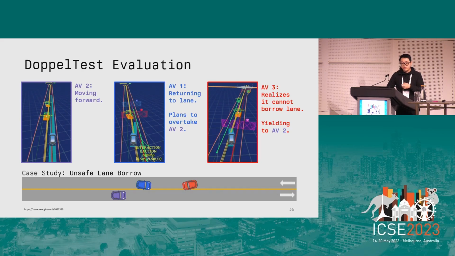So the red car realizes, my lane borrow decision cannot be executed. So I'm going to stop here. I'm going to yield to that purple car. The blue car sees the red car is now stopped, so he continues to return to its lane. While seeing the purple car coming from behind, the blue car decides to overtake that vehicle. So he will try to get in front of the purple vehicle.